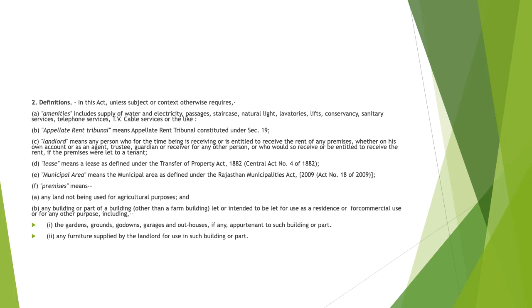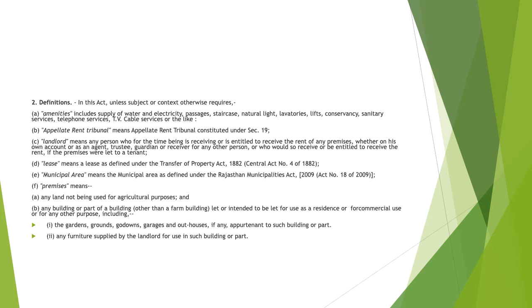Then comes the landlord. So landlord means any person who for the time being is receiving or is entitled to receive the rent of any premises, whether on his own account or as an agent or as a trustee or as a guardian or as a receiver for any other person, or who would so receive or be entitled to receive the rent if the premises were let to a tenant. Then is the lease. So lease means a lease as defined under Transfer of Property Act 1882. Then comes municipal area. So municipal area means the municipal areas as defined under Rajasthan Municipalities Act.